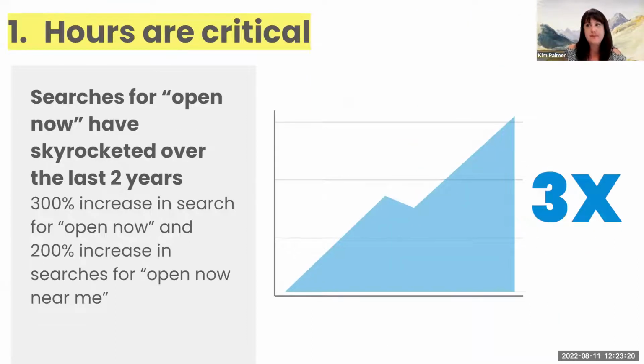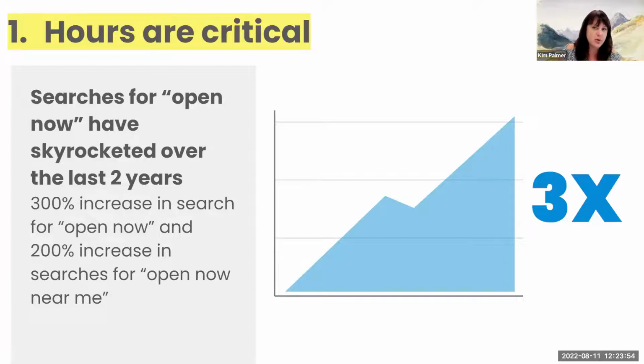So once we have claimed and verified our profile, there are a few things we should really pay close attention to when we first get started. First and foremost are our hours. Searches for things like open now have really skyrocketed in the last couple of years. Google reports a 300% increase in searches for open now, and a 200% increase in searches for open now near me just in the last couple of years.